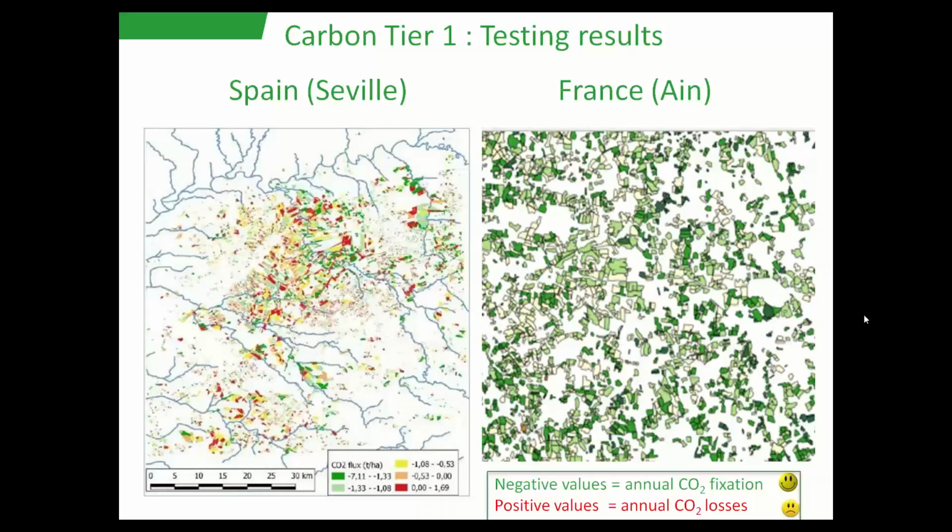So we started to produce some maps of the net annual CO2 fluxes. We have two examples here: one in Spain, close to Seville, and one in France, in the Ain department. And what you can see on those figures is that when the plots are green, it means that they are fixing CO2, which is good for the climate. When they are yellow, they are close to neutrality, and when they are red, they are emitting CO2 over the annual cropping year.